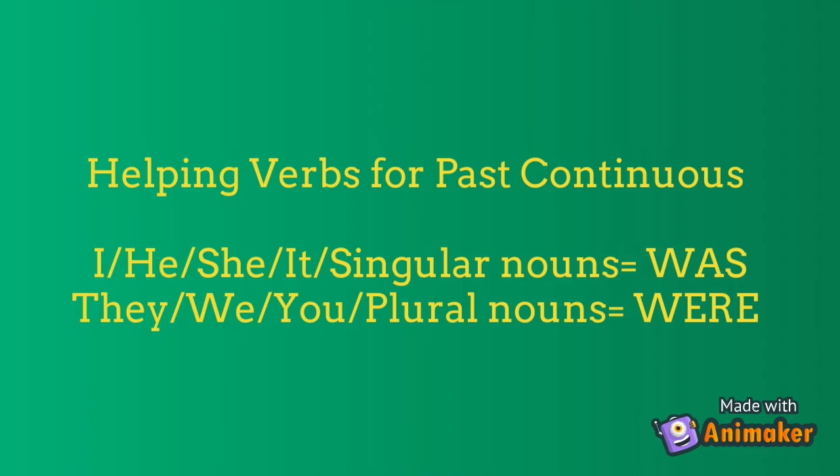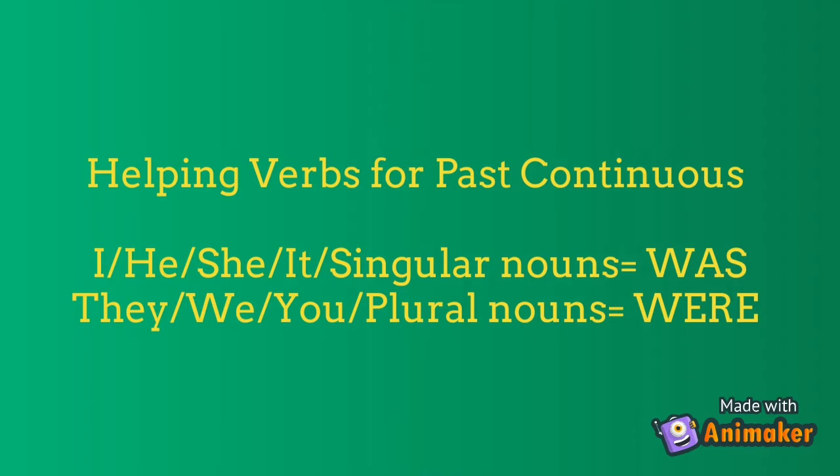If we talk about the helping verbs which are used in the past continuous tense, they are was and were. Was is the helping verb we use with I, he, she, it, and all the singular nouns. In the past continuous tense, was is used with all the singular nouns, but I is an exceptional case over here. In the present continuous tense, we use am with I, but in the past continuous tense, we use was.